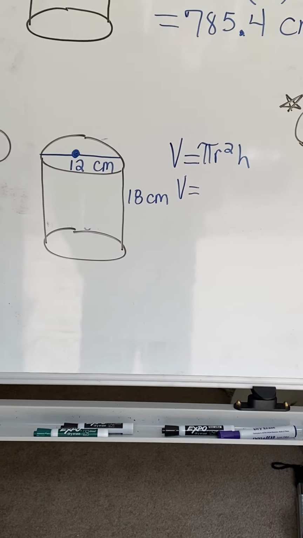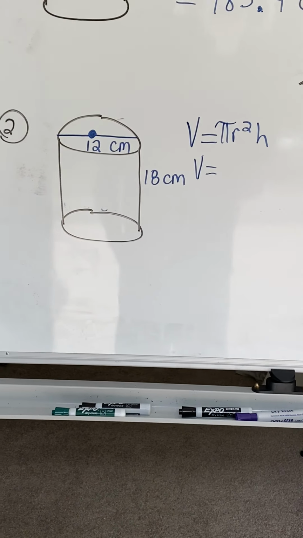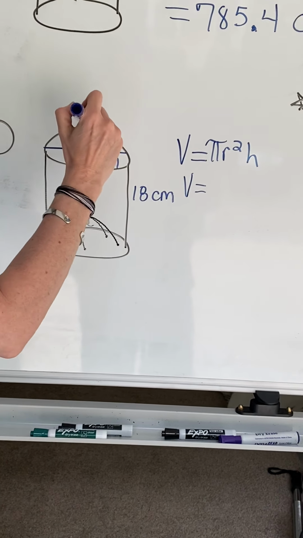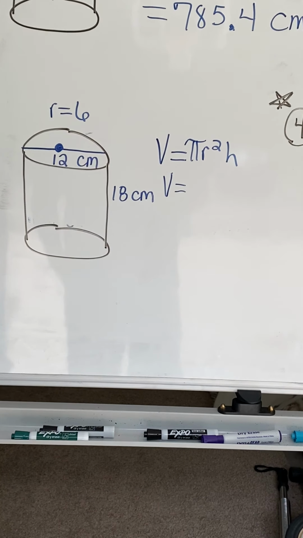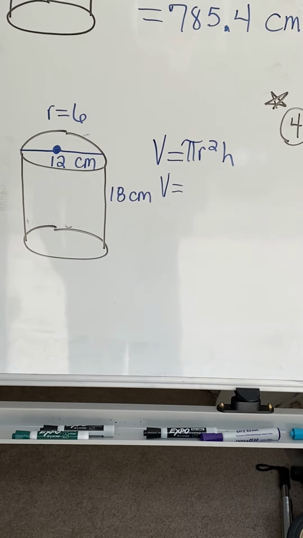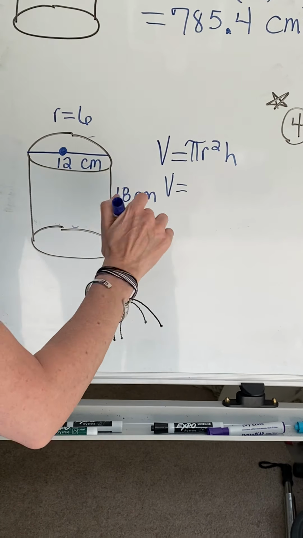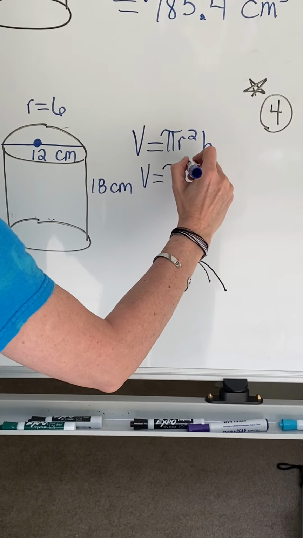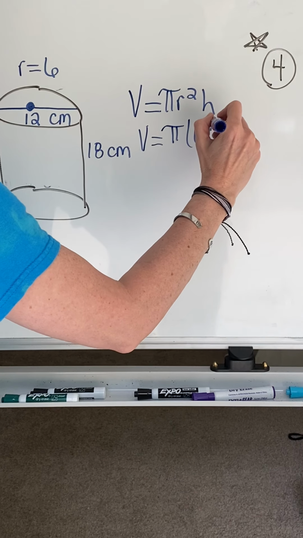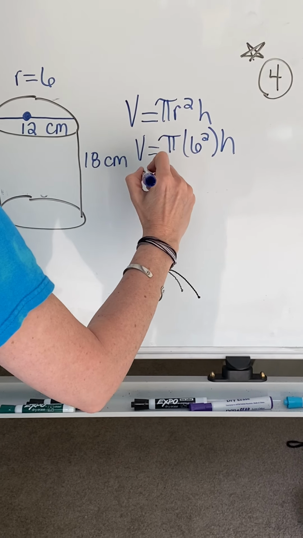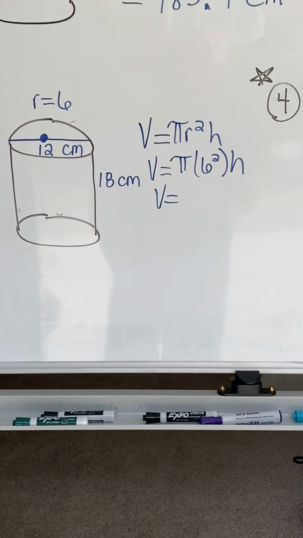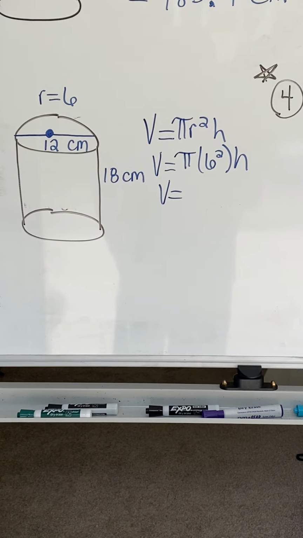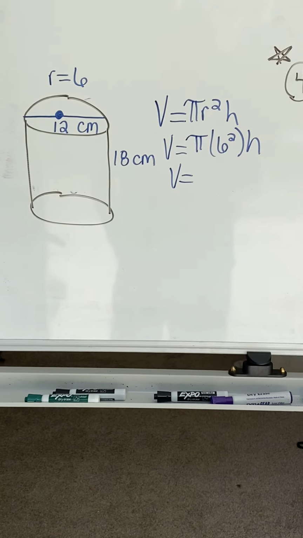This is a diameter. It goes all the way across the circle. So since the diameter is 12, that means the radius for this cylinder is 6. You have to put 6 into the formula, not 12. So I'm going to do pi times 6 squared times height. And again, if you put 12 in there, that's going to completely mess up the volume, because 12 is the diameter, not the radius.